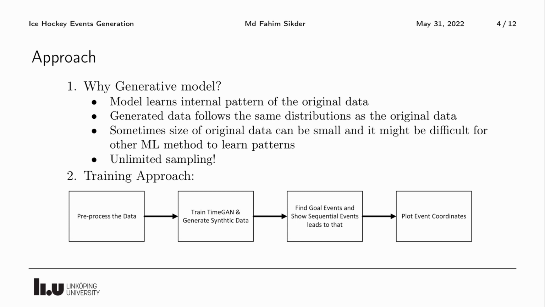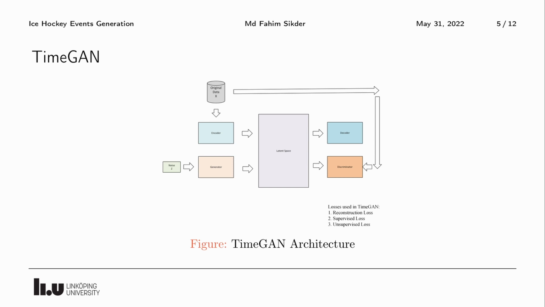Now for the training approach. First, we need to pre-process the data to make it compatible for the model, then use the TimeGAN to learn the pattern of the original data and make a synthetic version of it. Then find the goal events from the synthetic data and show sequential events leads to it, and finally plot the events coordinates. The architecture of the TimeGAN consists of 4 modules: the encoder, decoder, generator, and discriminator, and it used 3 different loss functions. These functions also help the TimeGAN to overcome mode collapse problem.